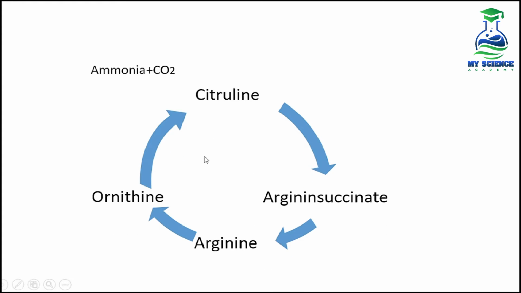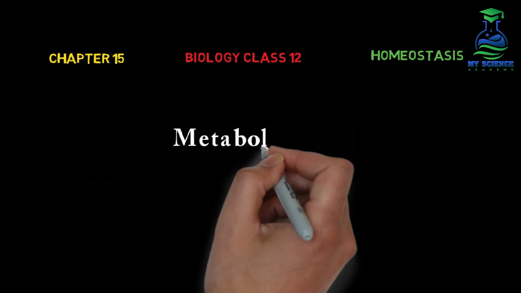It starts with the already available precursor ornithine that combines with ammonia and carbon dioxide and gives citrulline. Then a second ammonia combines with this citrulline to give argininosuccinate that produces arginine. This arginine, with the help of arginase, splits into urea and another ornithine for the next cycle.